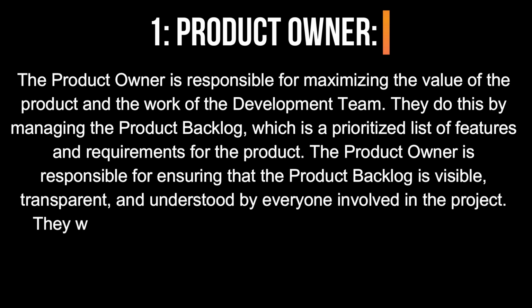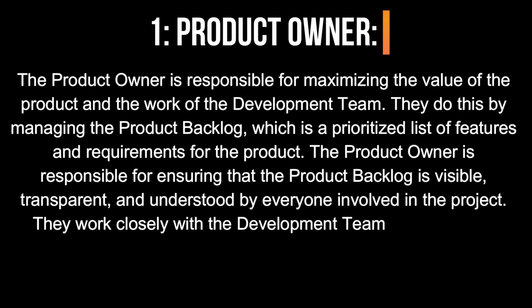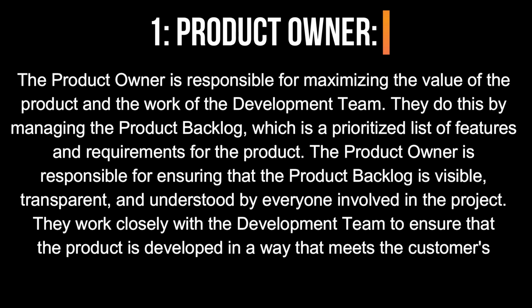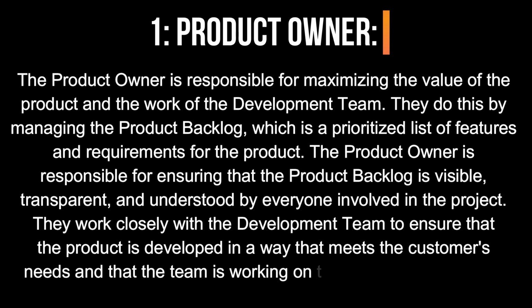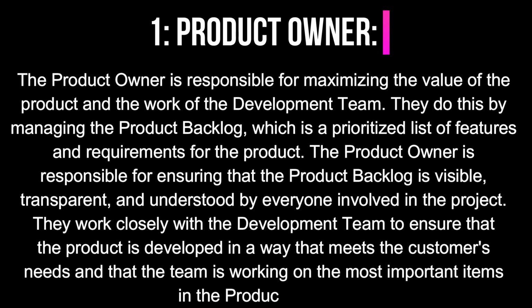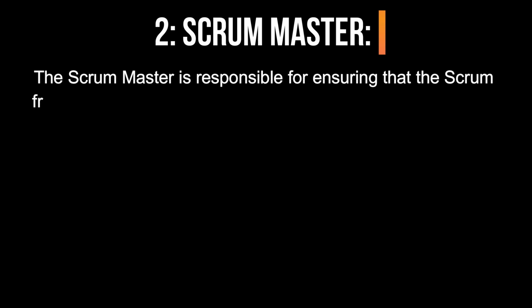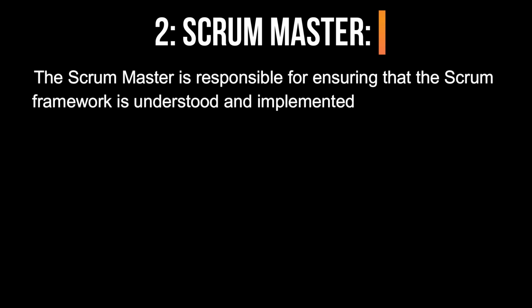involved in the project. They work closely with the development team to ensure that the product is developed in a way that meets the customer's needs and that the team is working on the most important items in the product backlog. 2. Scrum Master. The Scrum Master is responsible for ensuring that the Scrum framework is understood and implemented correctly.